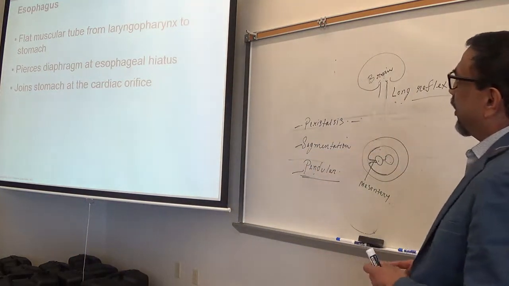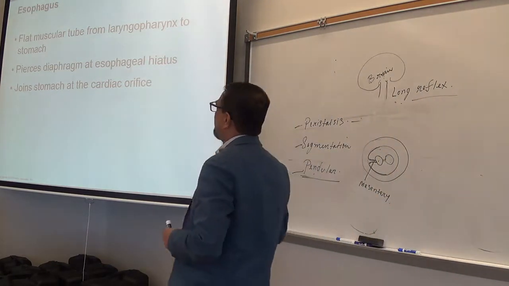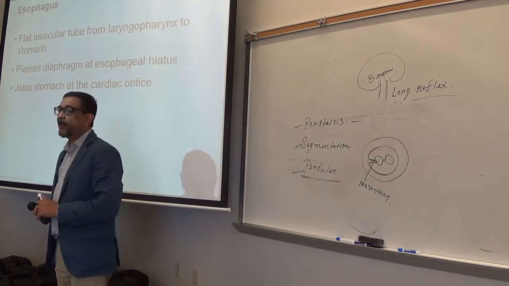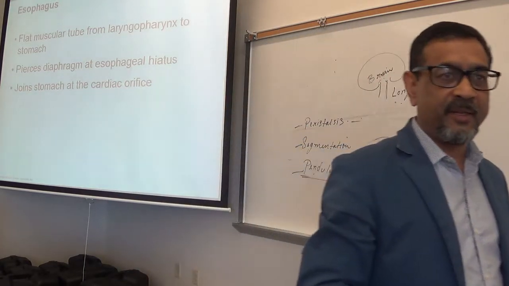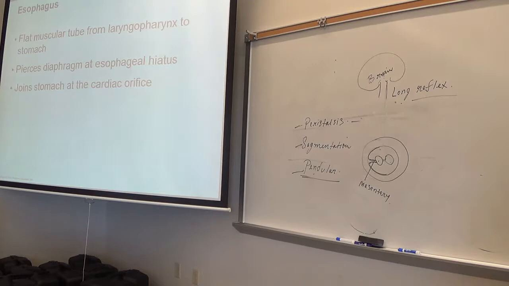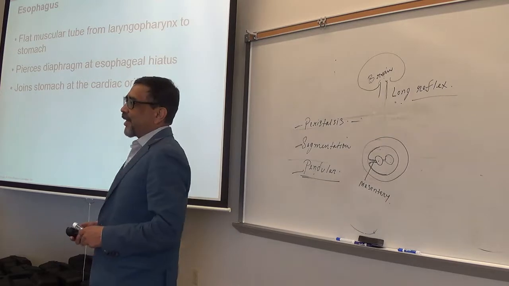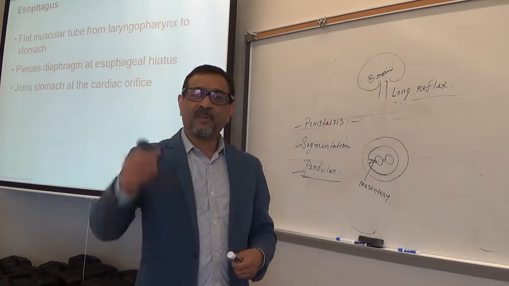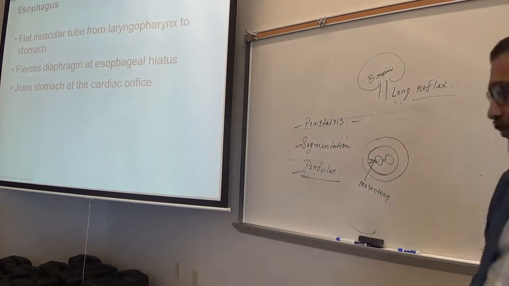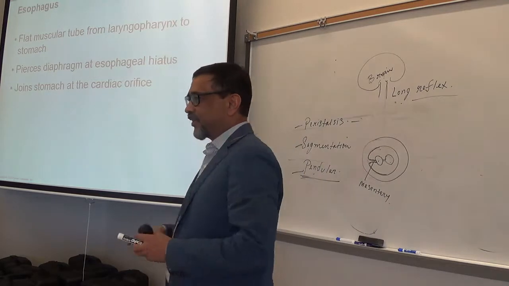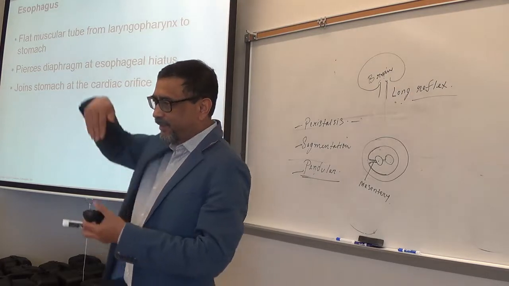Okay, now we'll see the esophagus, which is a flat muscular tube from the laryngopharynx to the stomach. So it takes food from the pharynx to the stomach. It's a narrow, flat muscular tube. And the esophagus pierces the diaphragm, passes through the diaphragm. So the upper part of the esophagus is in the thoracic cavity and the lower part is in the abdominal cavity, right?